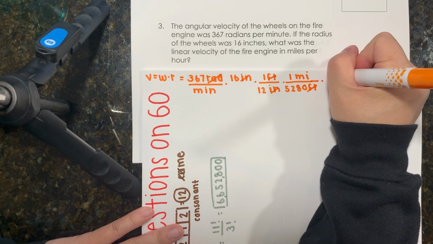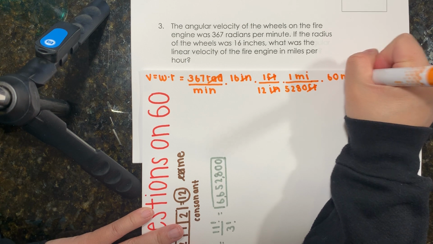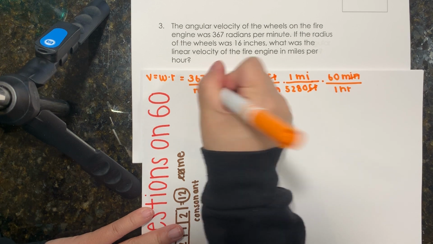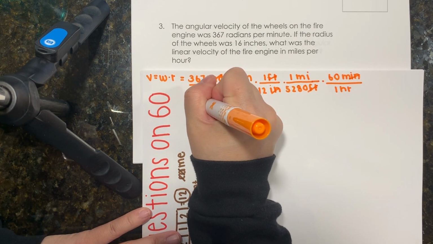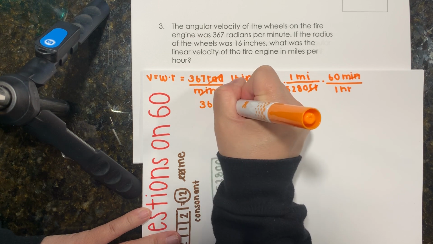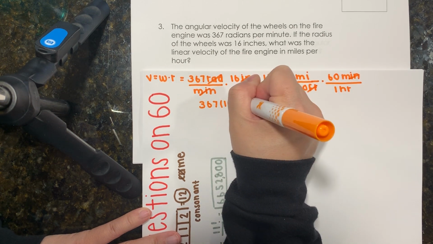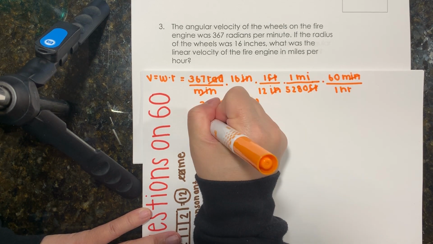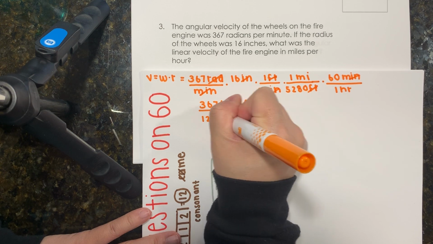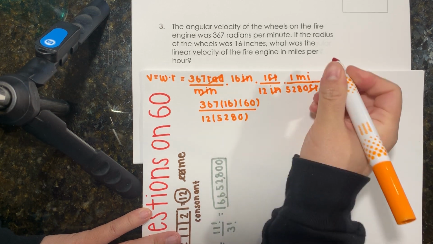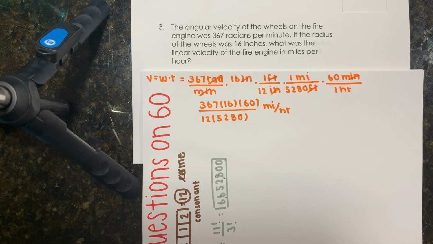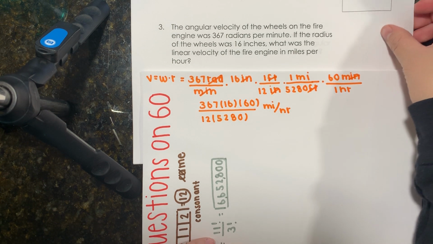Now I just need to get this from minutes to hours. So 60 minutes over 1 hour, and my minutes will cancel. So your answer rewritten is going to be 367 times 16 times 60 divided by 12 times 5,280. And that is going to be in miles per hour. Okay, so linear velocity is equal to angular velocity multiplied by the radius.